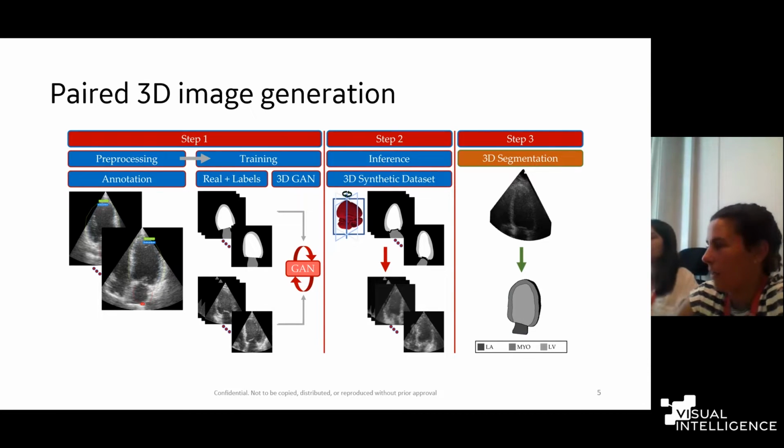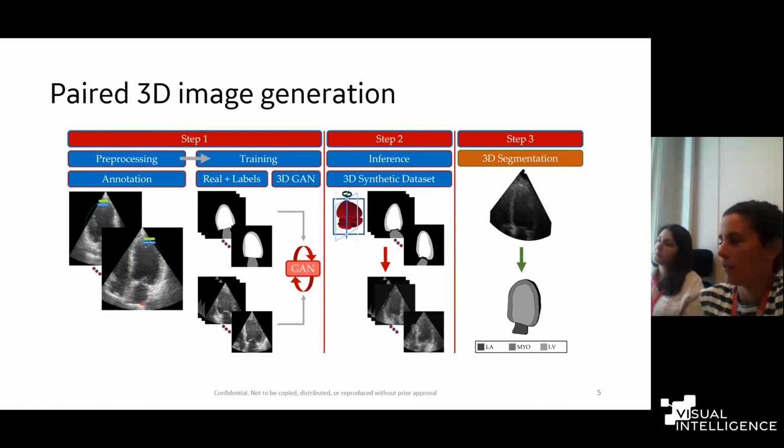So this is my pipeline. This is what I've been doing. I'm training a 3D GAN under a paired scenario, which means that I'm training the GAN with two image domains, and these two domains are related to each other, they're paired. So I'm using real 3D echocardiography volumes that already exist, and then I use anatomical labels which correspond to these 3D volumes.